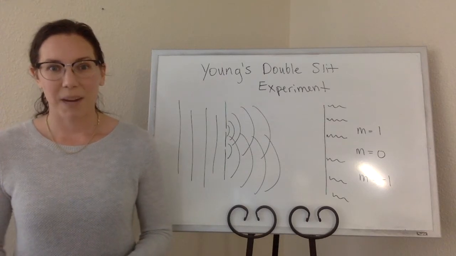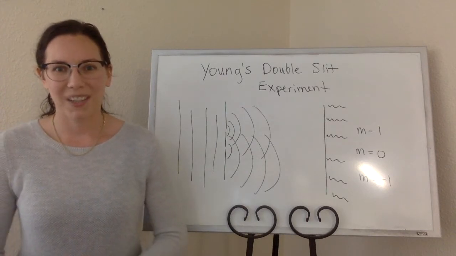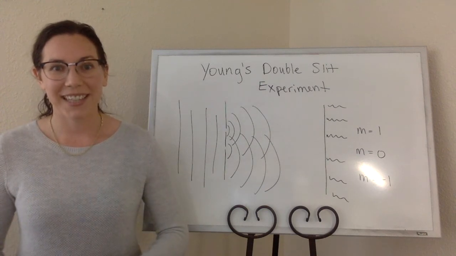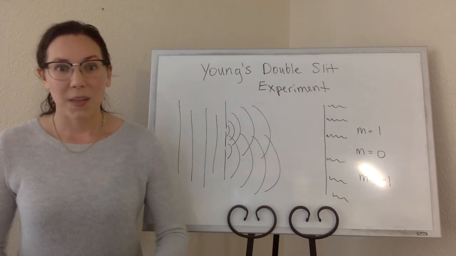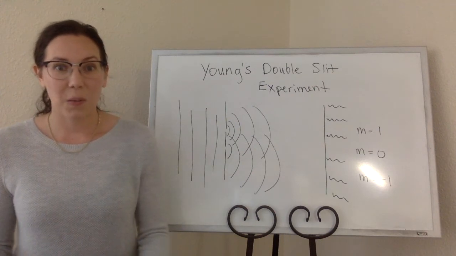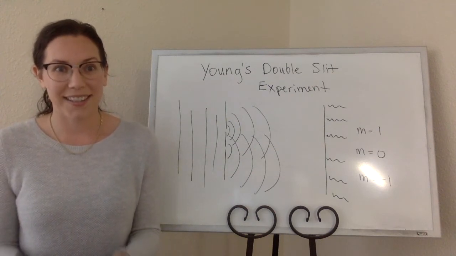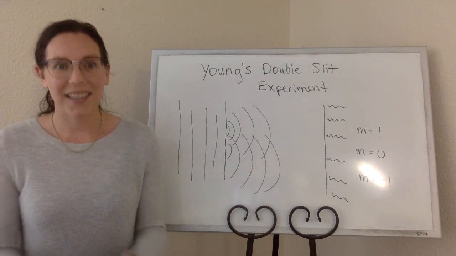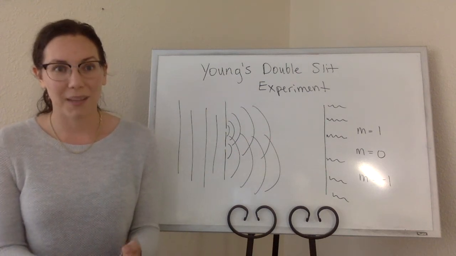Young's double slit experiment is one of the first experiments that showed the wave nature of light. It also has very important implications in quantum mechanics. It turns out that it's very difficult to place two coherent light sources next to each other. So instead, we can take one light source and then split it into two separate light sources.